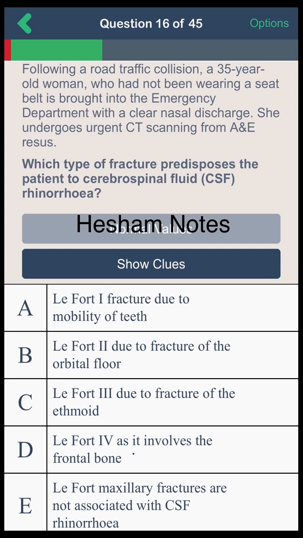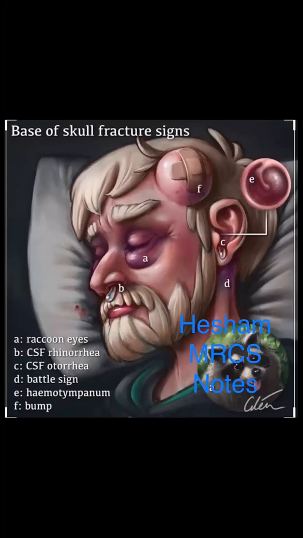Okay, can you tell me what are the characteristics of a fracture of the base of the skull? CSF rhinorrhea. In case of the anterior cranial fossa, there may be CSF rhinorrhea, and in the middle cranial fossa, Battle's sign or raccoon eye sign. Yes.